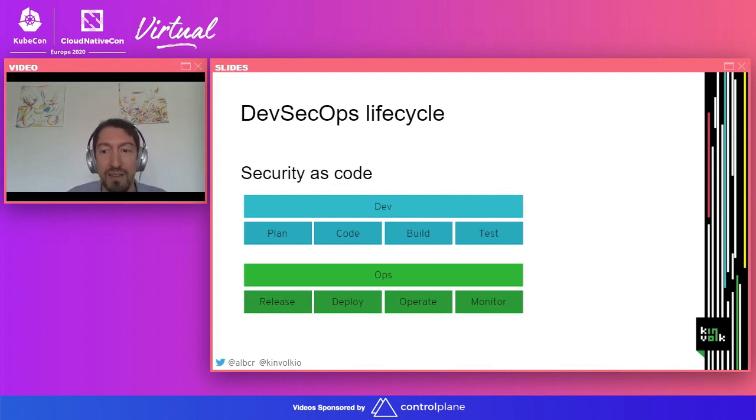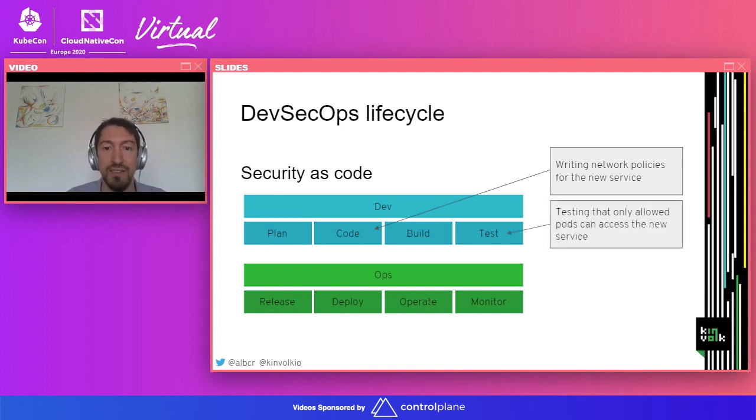And for the security aspect of that, preferably it's the same thing. It means that when you write your new Kubernetes service, you write, for example, network policies for that new service at the same time. And then when you test your new feature, you test the security aspect of that at the same time. That should make security easier to implement incrementally.